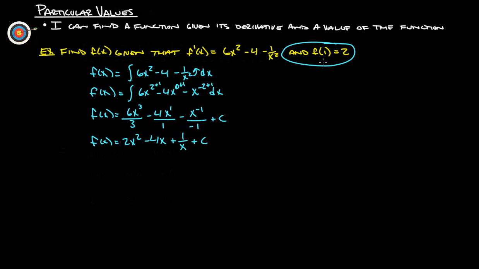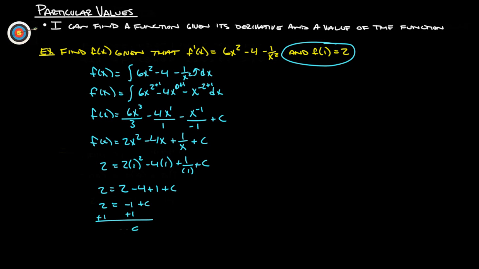Now this is going to help us figure out what that constant actually is. So we know that f of 1 equals 2. So the 2 goes over here, and then we plug in 1 for all of our x's. We get 2 equals 2 minus 4 plus 1 plus c. So 2 minus 4 is negative 2, plus 1 is negative 1, plus c. Add 1 to both sides, and we get that our constant is going to be 3.